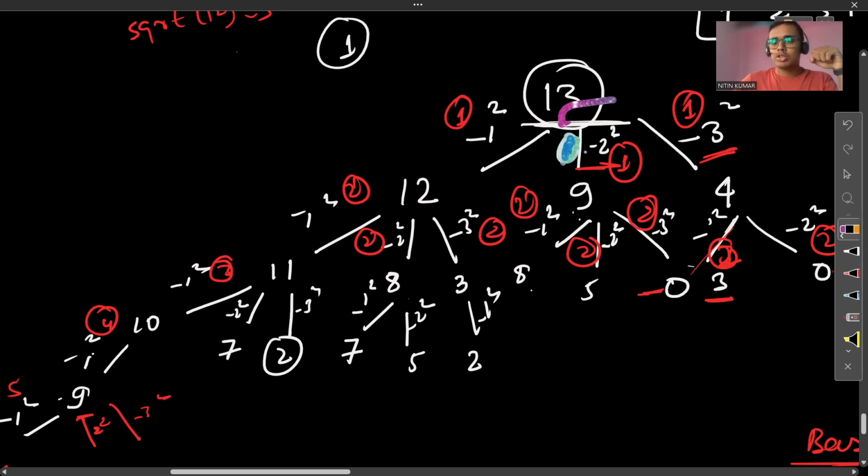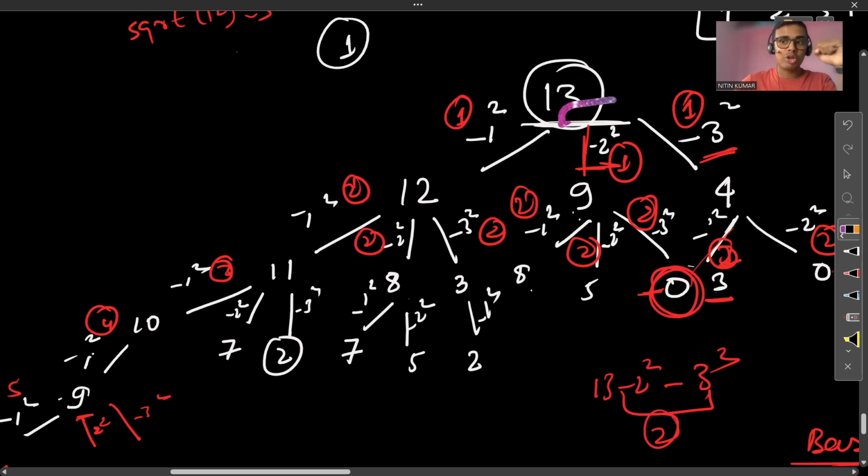So what is this path? First we are subtracting the value 13 by minus 2 square and then minus 3 square. You can see in the two possible ways I got my answer as 0. So this is the smallest possible path.